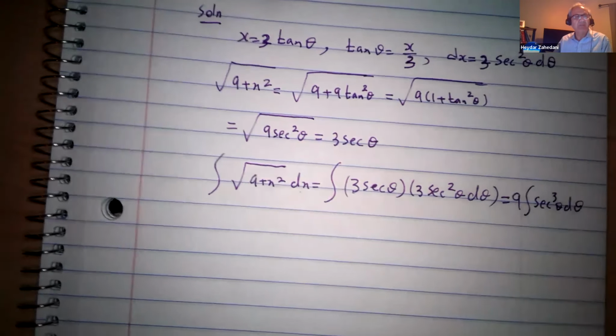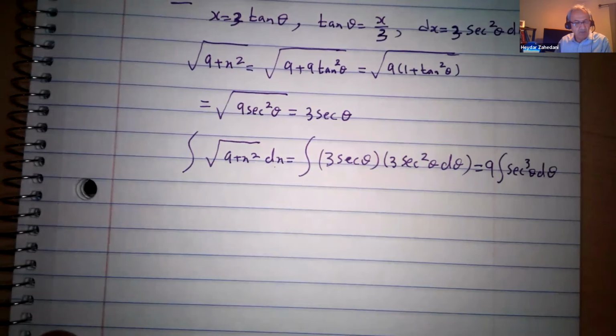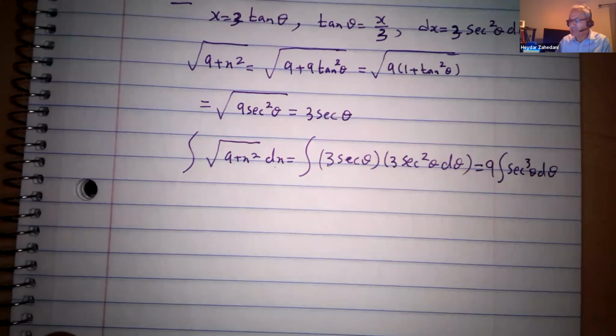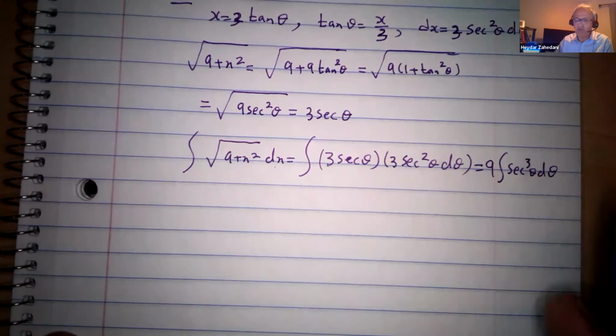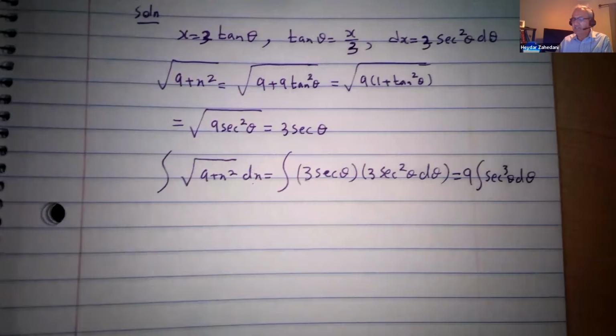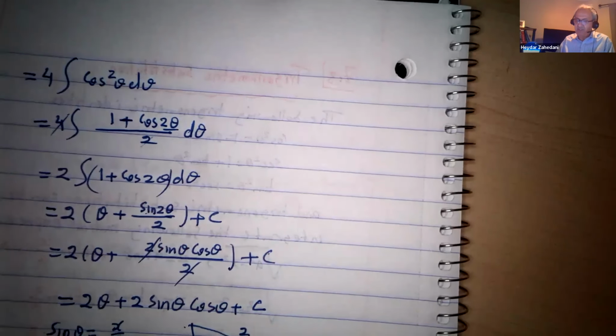Good luck. You know that you have to use integration by parts to find it, and then substitute to get your result. Okay, so just check your lecture notes for the secant cubed. You have to find it. We did it before. See, this is secant cubed.